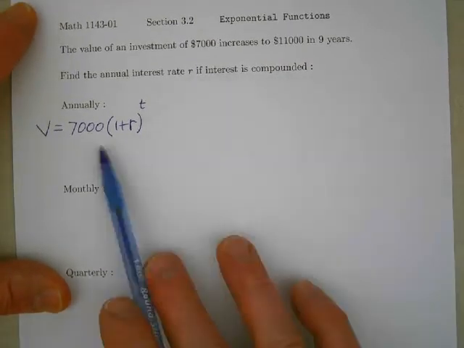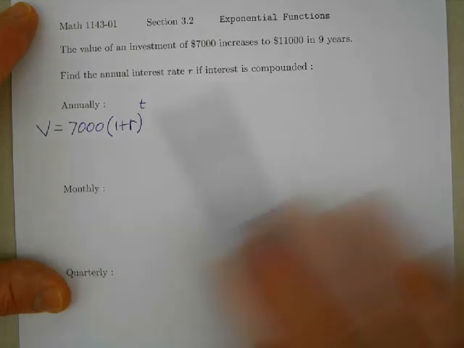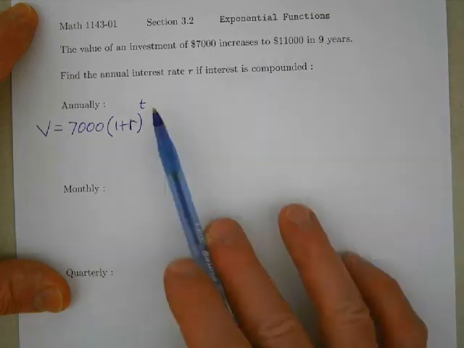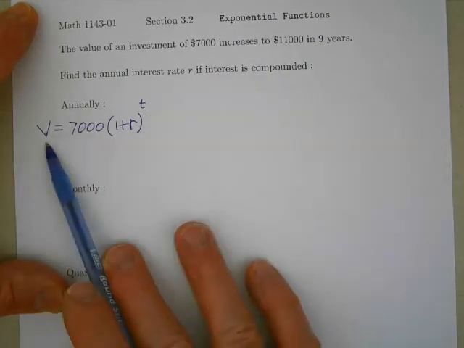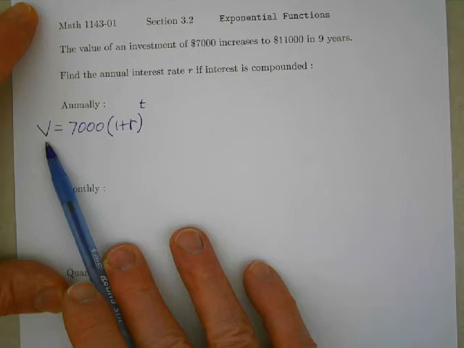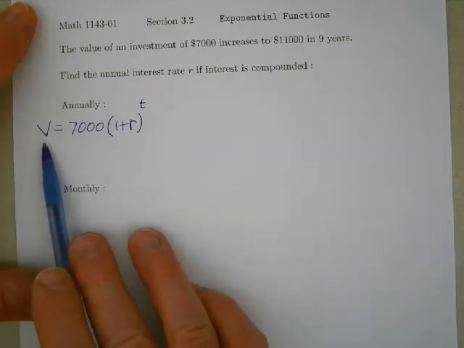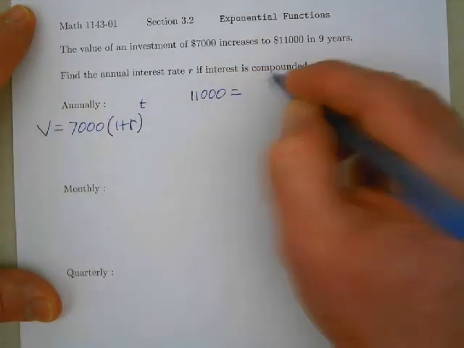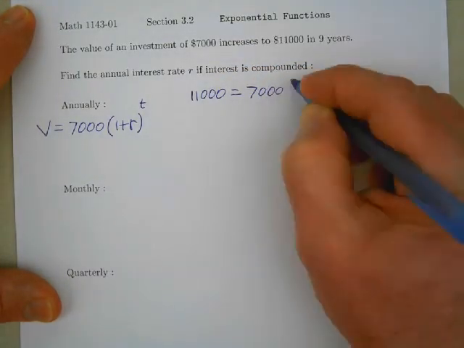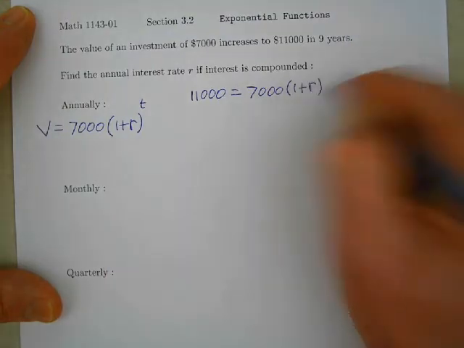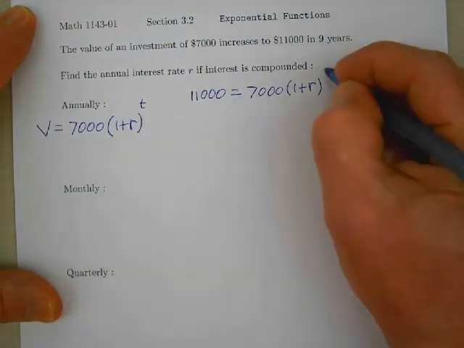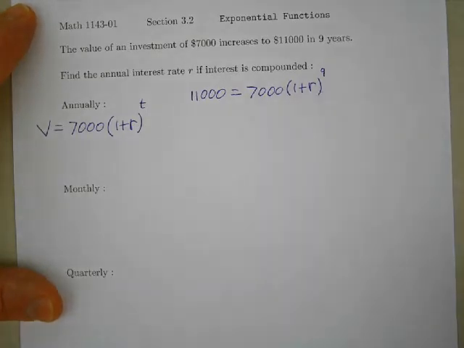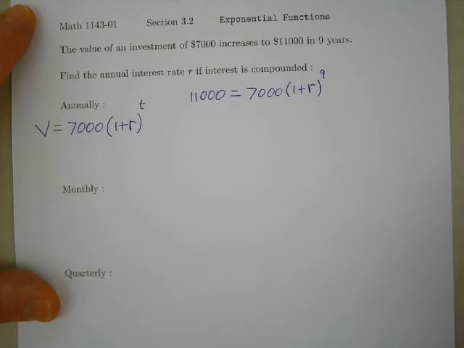Okay, but we're told that this investment of $7,000 increases to $11,000 in 9 years. So when t is 9, the value of the investment is 11,000. So we will replace v with 11,000. We set that equal to 7,000 times (1 plus r), and we replace t with 9. Okay, we want to solve this equation for r, and we know enough to be able to solve this for r.